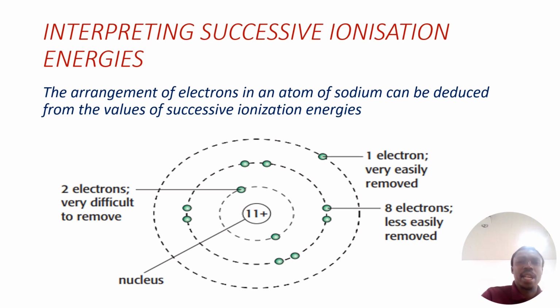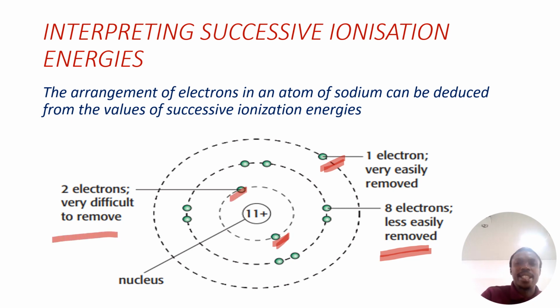So this is the first electron. The energy required to remove this, that's what we call the first ionization energy. It is very easy to remove because it is farther away from the nucleus, from the positive nuclear charge. It is farther away from the attraction of the nucleus. Then you have the second set of electrons, 8 electrons, less easily removed. Then the innermost electrons, which are the 10th and the 11th electrons, are very difficult to remove.